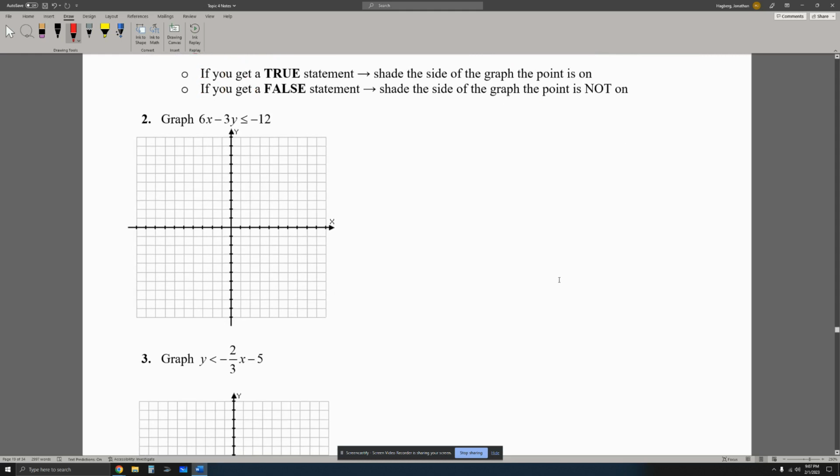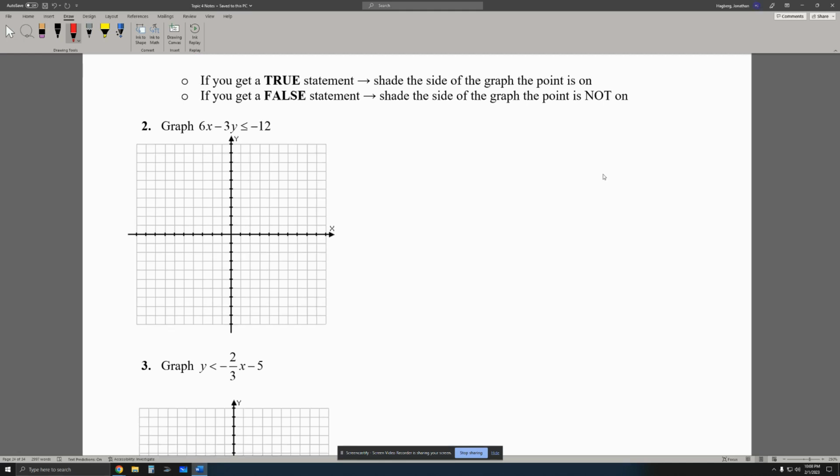Graph 6x minus 3y is less than or equal to -12. Okay, so I noticed that this is in standard form, ax plus by equals c. So let's go ahead and graph this using x and y intercepts. So I'm going to start by finding the x-intercept, which as a reminder is where y is equal to 0. I'm going to plug this into the equation, and yes, I'm going to treat this like an equation because we're solving for intercepts. So 6x minus 3y is equal to -12. We're going to plug in 0 in for y. So I'm going to replace that y with 0 and then solve for x.